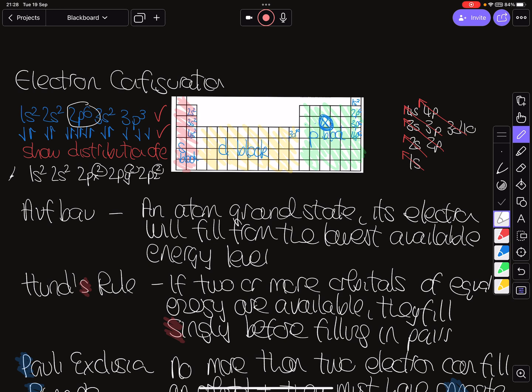We're followed on then by 3s2, which is fine. And now our 3p3, it'll fill singly, so we'll fill 3px1, 3py1, and 3pz1. And all of those together will get you 6 marks straight away.